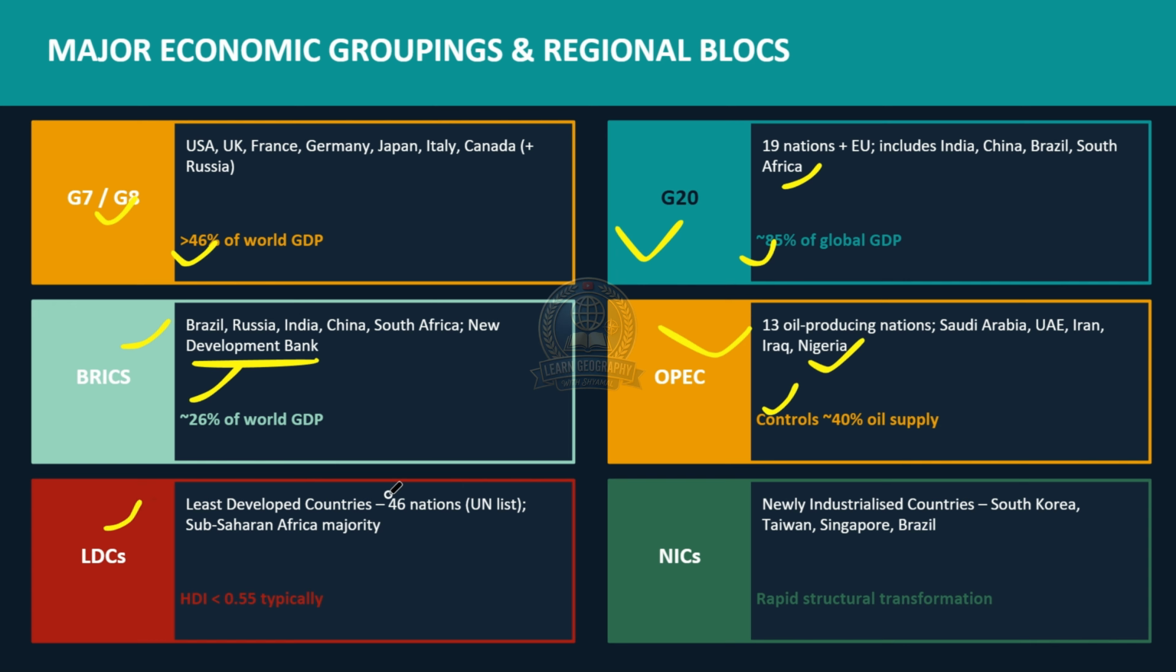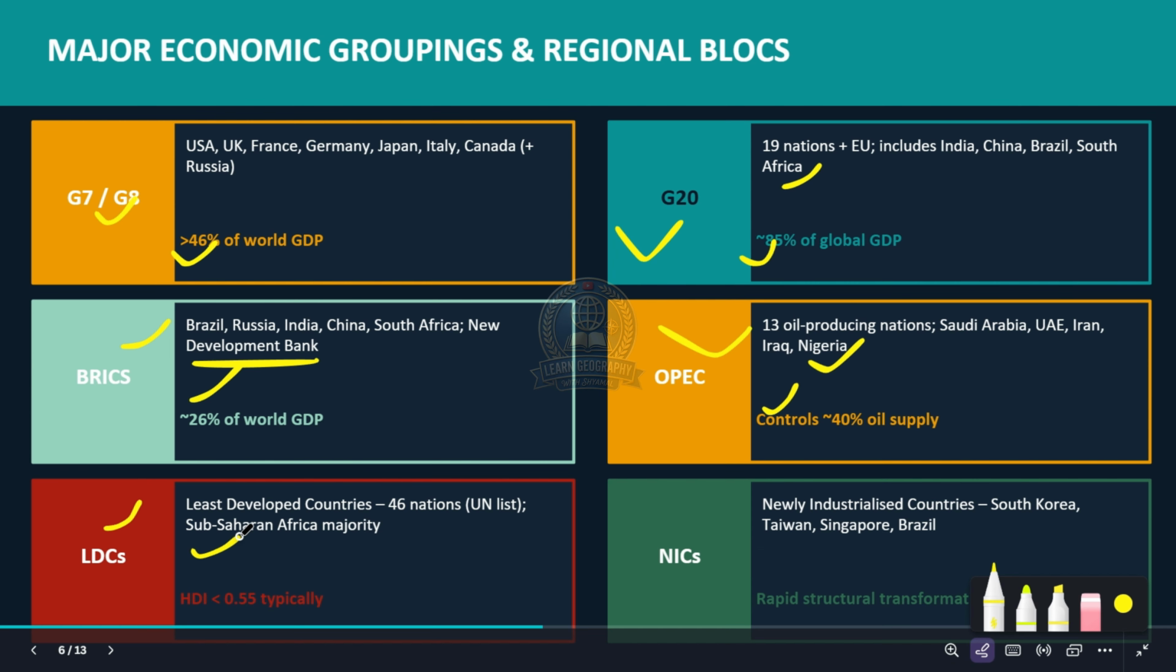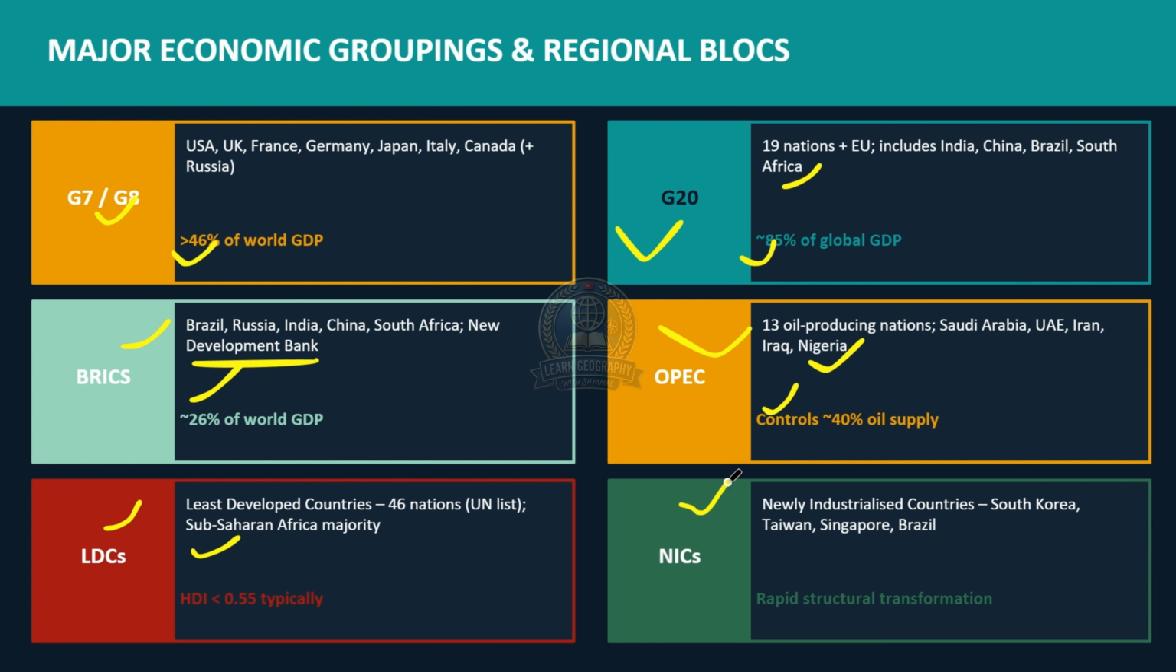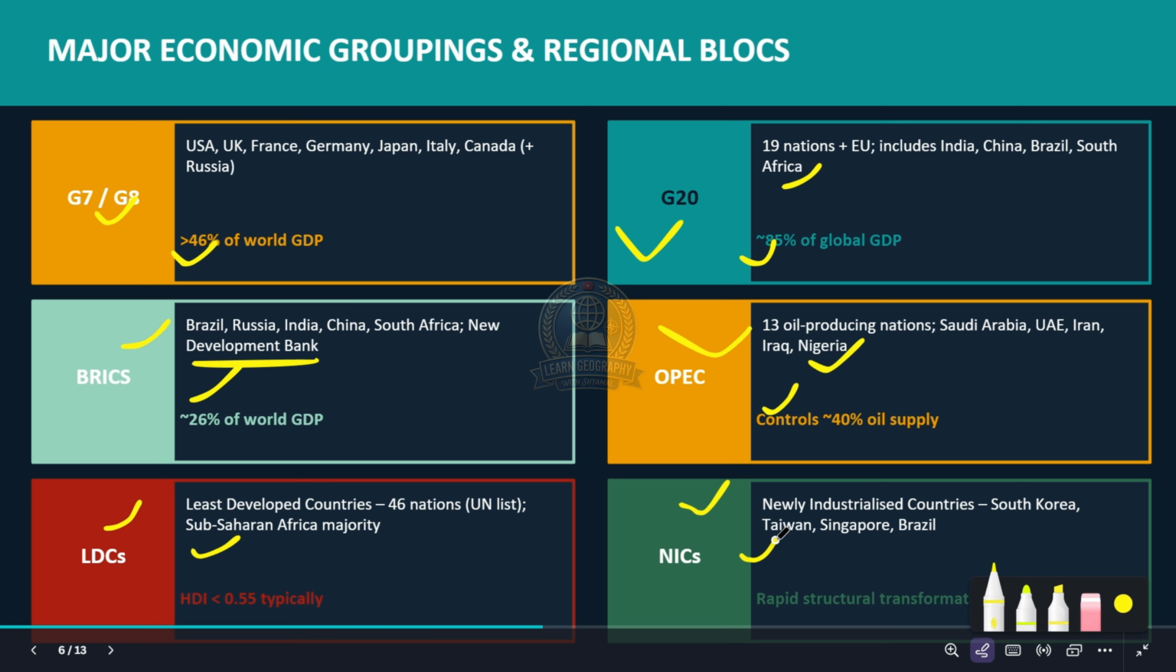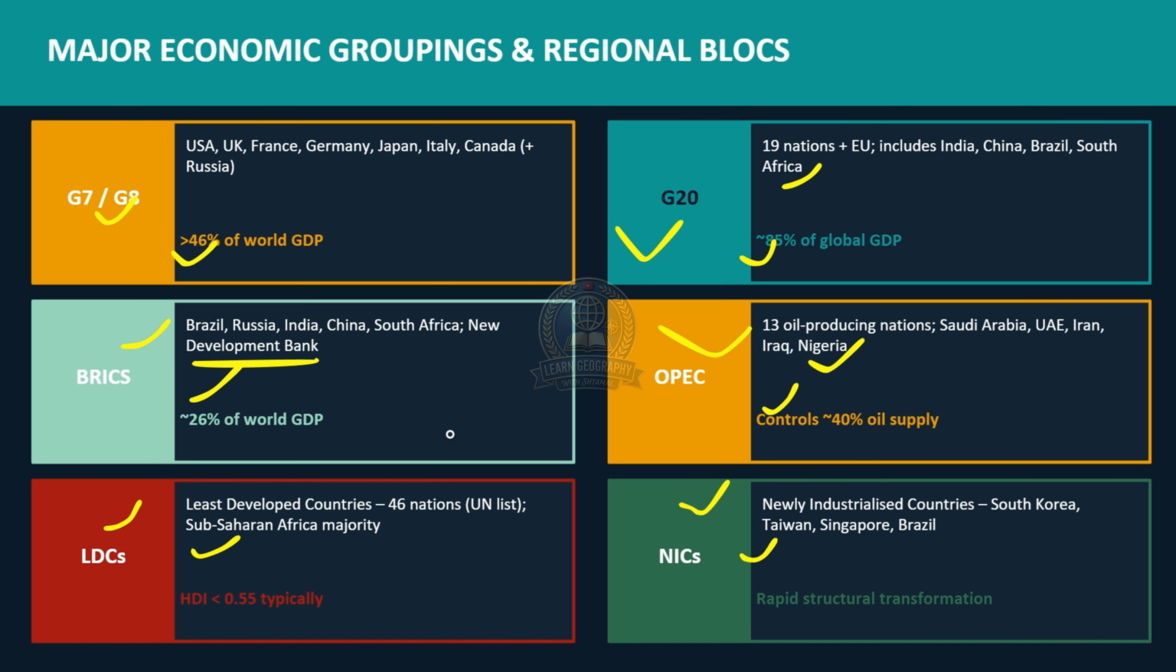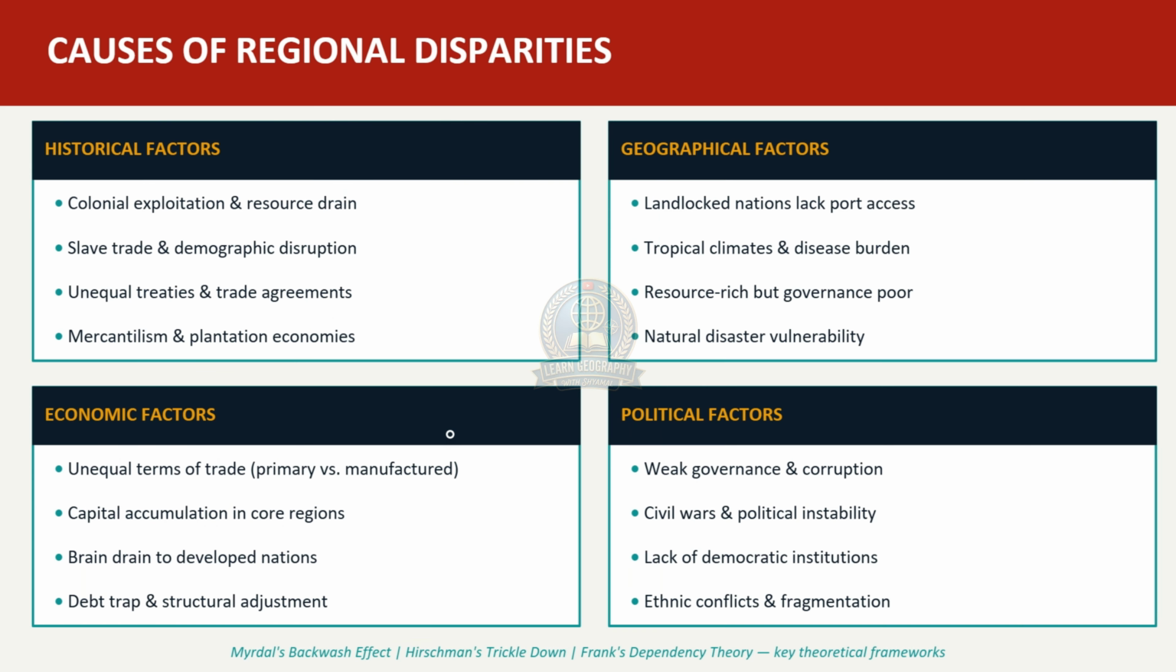LDCs, least developed countries: 46 nations on the UN list, Sub-Saharan Africa the majority, HDI typically less than 0.55. NICs, newly industrialized countries: South Korea, Taiwan, Singapore, and Brazil, with rapid structural transformations. Okay, these are some major economic groupings and regional blocks. Now there are some causes of regional disparities. Okay, there are some causes or factors of regional disparities.